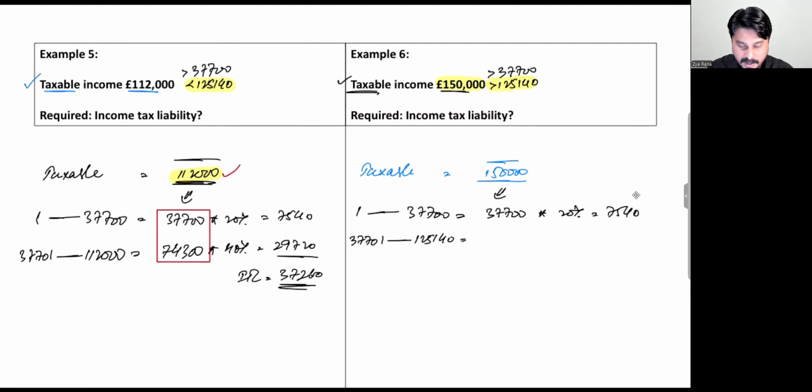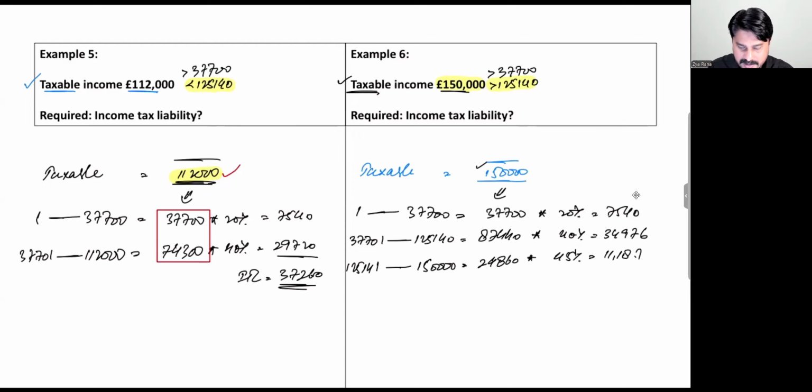The difference would be 87,440. On this amount, 40% is applicable, and 34,976 is calculated. In the next step, from 125,141 to the extent of the total taxable income, which is 150,000, take the difference of these two amounts. The difference is 24,860. On this amount, 45% tax is applicable and 11,187 is calculated.